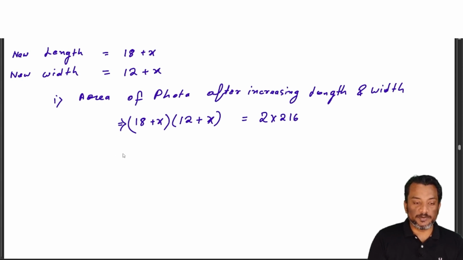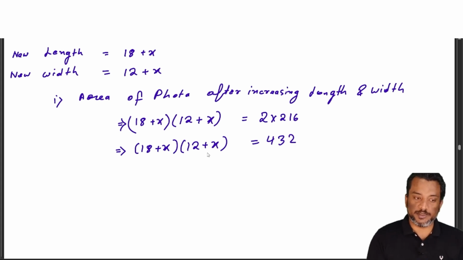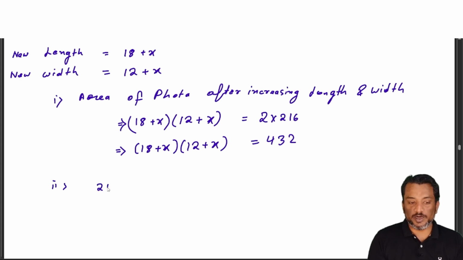Based on that we can say here this is a standard equation. So we can say (18 plus x) times (12 plus x) is equal to 432. Okay, so this is our quadratic equation. That is the first one given. Now coming to arrange them into a standard equation. First we will solve this one. So 18 times 12, you can say 216, and then plus 18x plus 12x, then plus x square, is equal to 432.